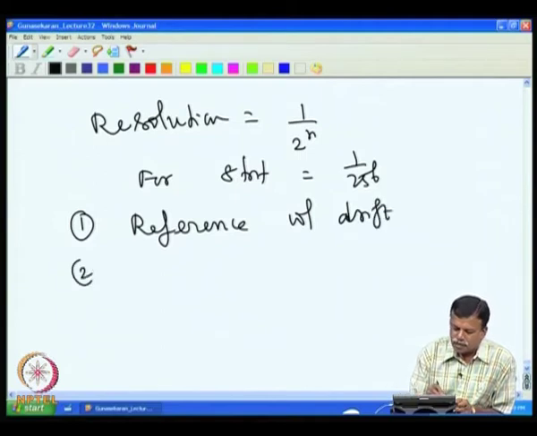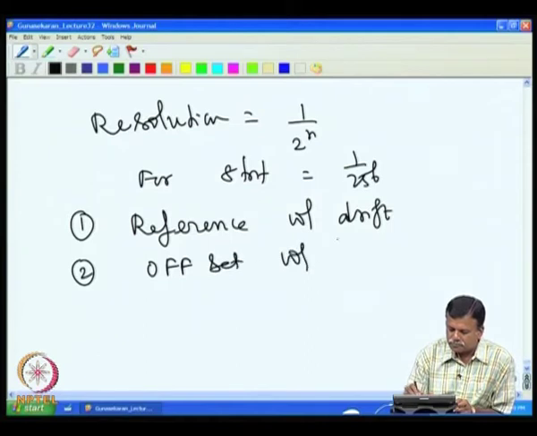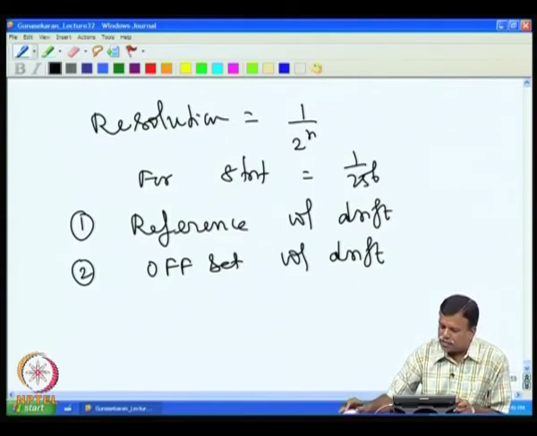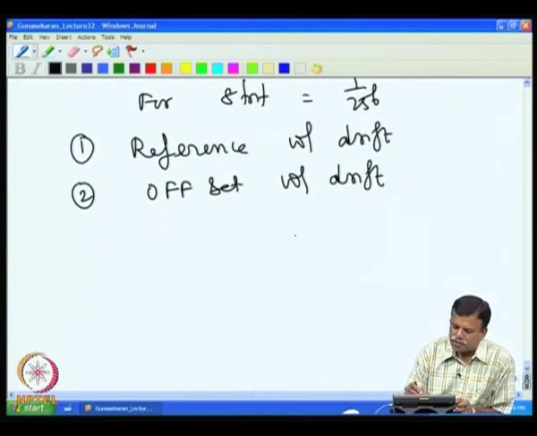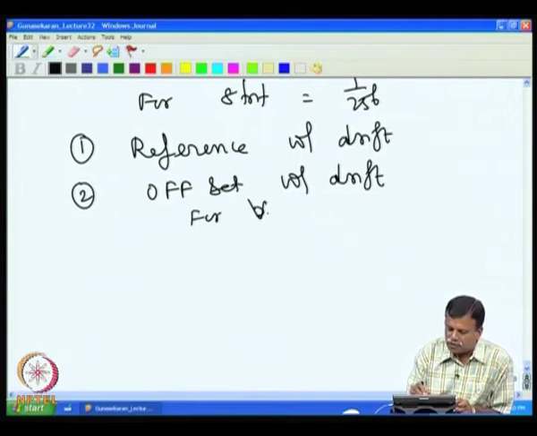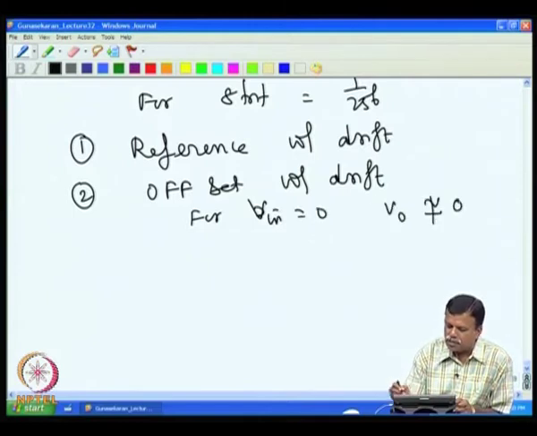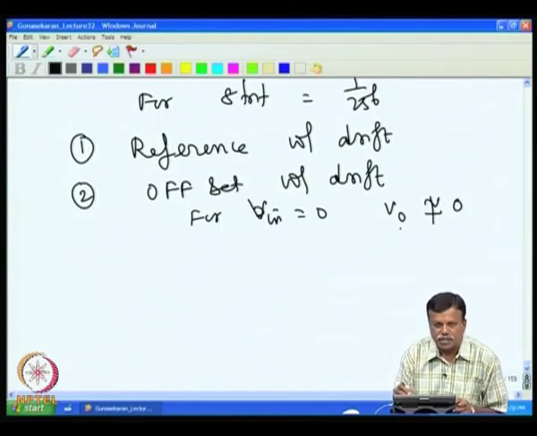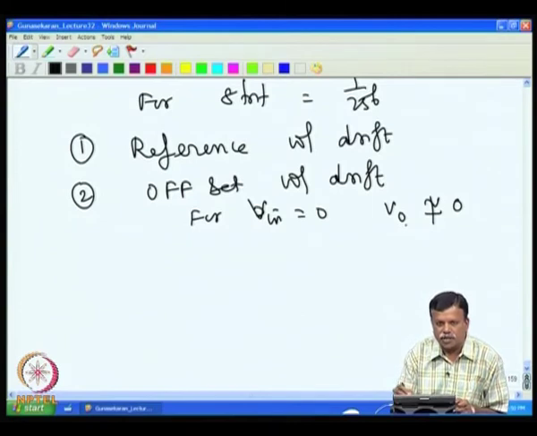Then the second one is offset voltage drift. Because with an offset voltage, zero input giving zero output is not the case in most of the converters. For example, for 0 V in, the output need not be 0 V. This is actually an offset voltage, but this offset voltage changes with temperature. So, this is another major error one has to worry about.